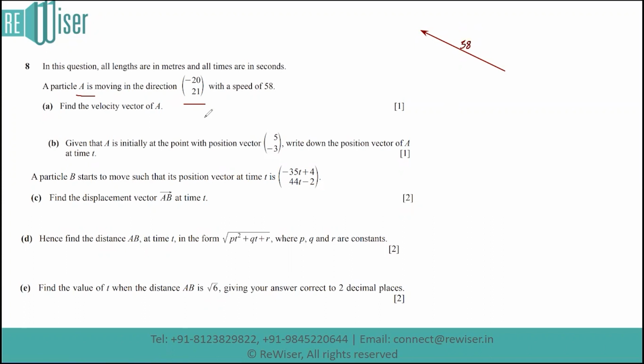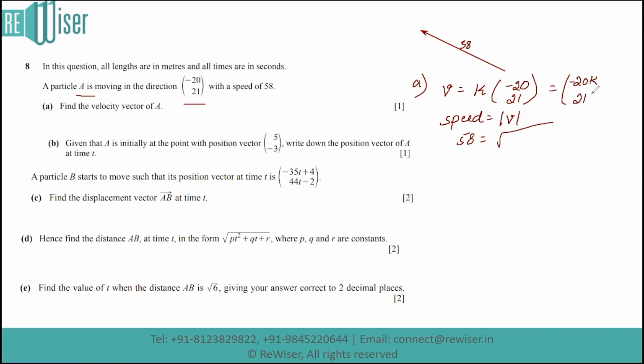Now we need to figure out what the velocity of the particle is. The velocity vector would always be some constant times the direction vector. So the velocity vector would be equal to k times minus 20 and 21. And we know the speed is always equal to the magnitude of velocity. So 58 is equal to the square root of the magnitude of velocity, which you can also write as minus 20 times k and 21 times k.